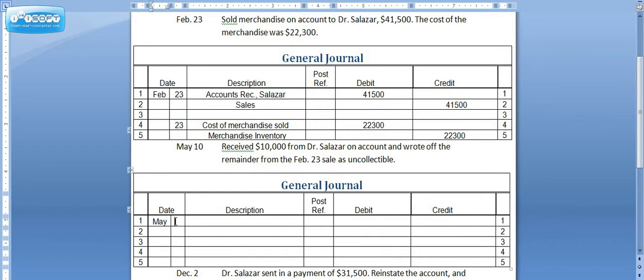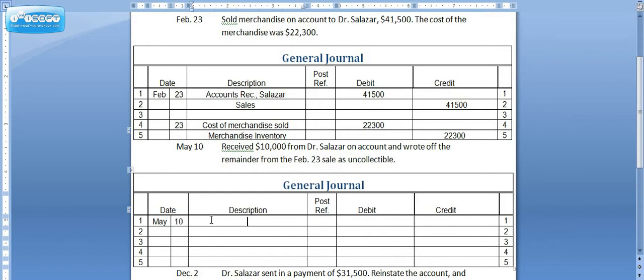So we need to record collection from a customer on their account. And we do that by debiting cash for the $10,000 that we're receiving, and then we'll credit accounts receivable for Dr. Salazar for $10,000 to show accounts receivable going down. Okay. So as we said, Dr. Salazar owed us $41,500, only sent in $10,000, so we're still owed $31,500 from Dr.